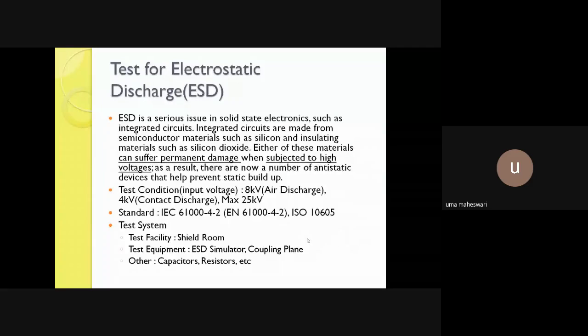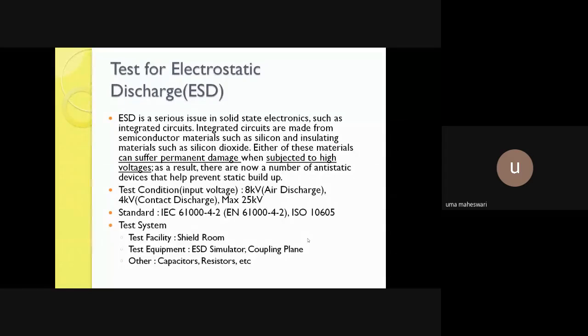So finally, electrostatic discharge. This is a very serious test, which has to be taken care of. Test conditions are 8 kilovolt in the air discharge and 4 kilovolt in the contact discharge. In contact discharge, the probe has to be touched to the equipment under test. And air discharge is discharge through an indirect method, that is through the air medium in the chamber itself. Standards followed are IEC 61000-4-2 and ISO 10605.